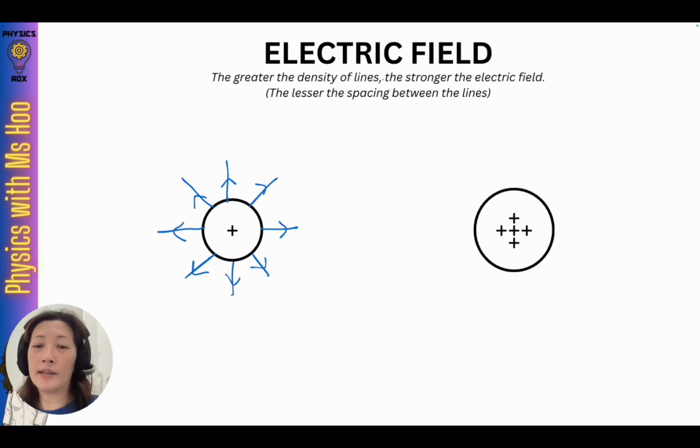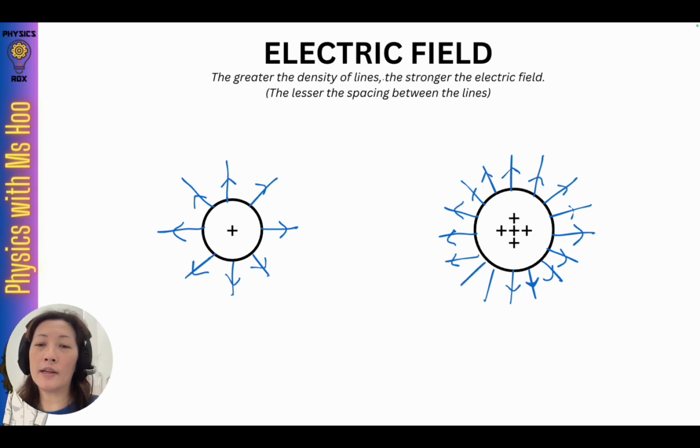Because it's positive, this means that it will also have radiating lines outwards in all directions. To show that it has a stronger electric field, we would draw more electric field lines radiating from the point charge. Again, remember that the spacing must be even. So the more electric field lines there are, the stronger the electric field. So this is how we can visually show that the electric field is stronger. This is true in all electric field patterns that you need to draw.